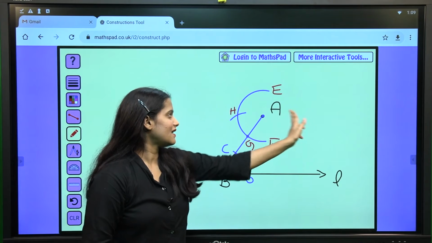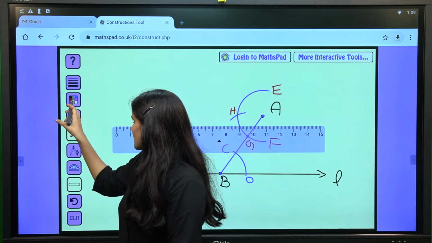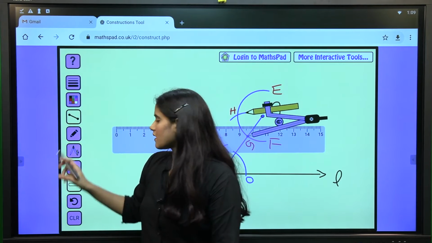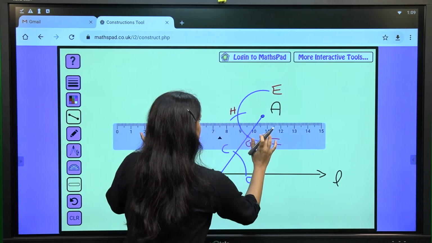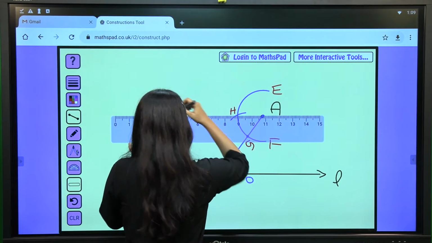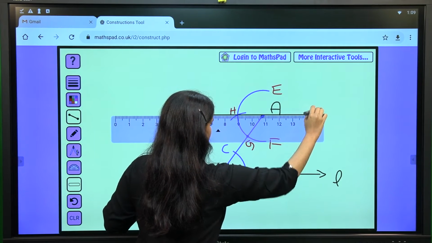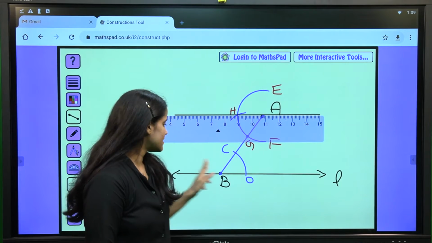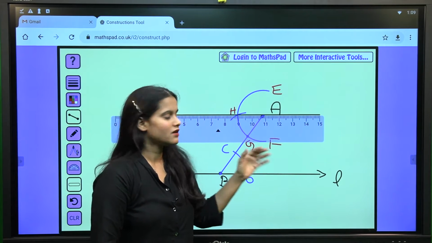The next step is to join this A and H, and you should draw a straight line. So let's draw that. I'll just take a black color itself. See, make sure that you draw the line up to L itself. It should not extend because it's a parallel line, right? That's why it should have the same length.